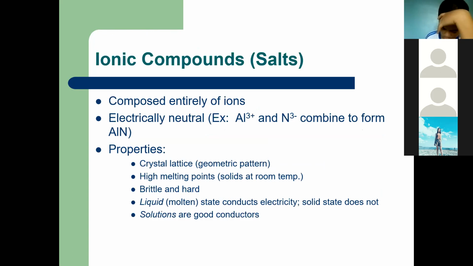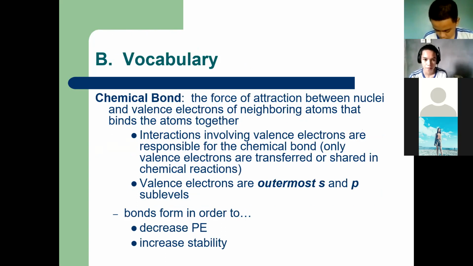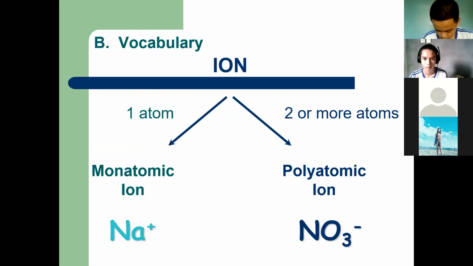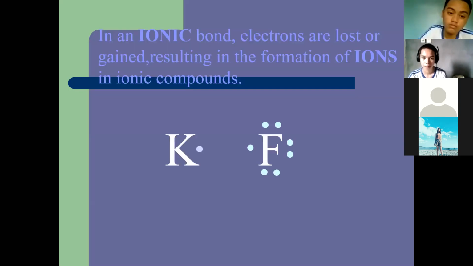I think we show the transfer of electrons with an arrow by the time we show the LEDs, right? Okay, let's have an illustration here, class. Let's try to show the ionic bond that exists between potassium and fluorine.